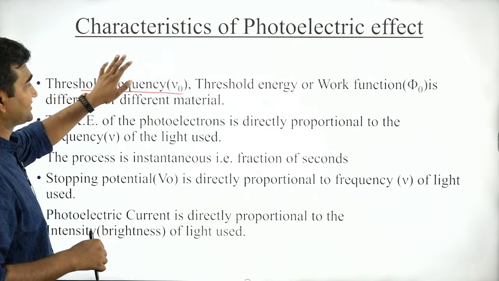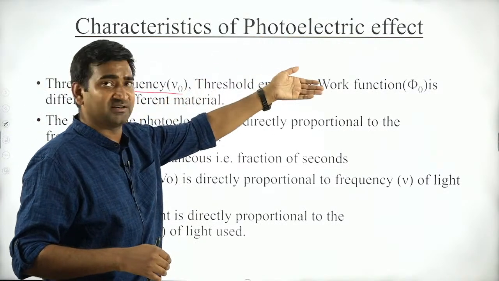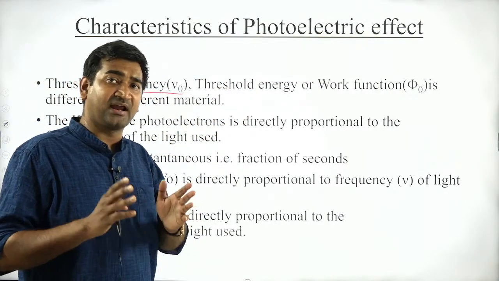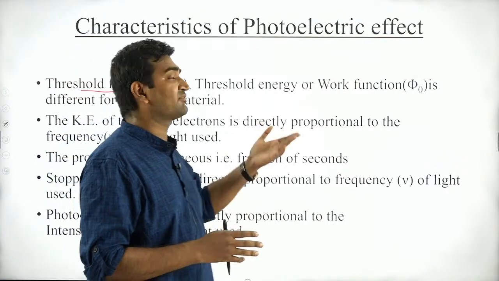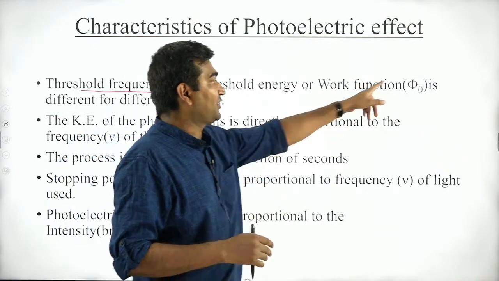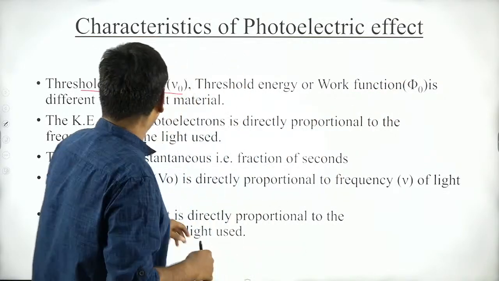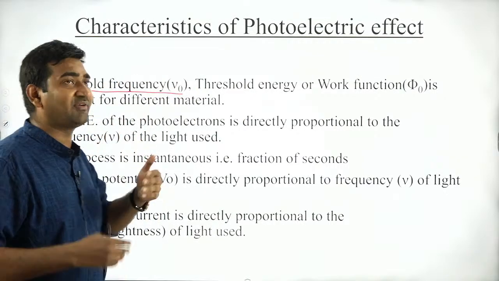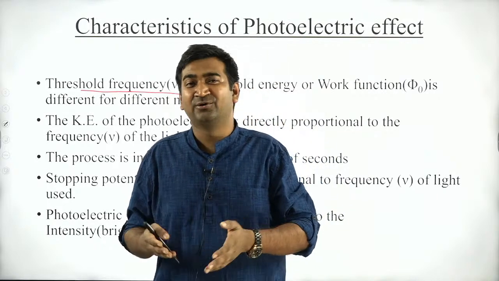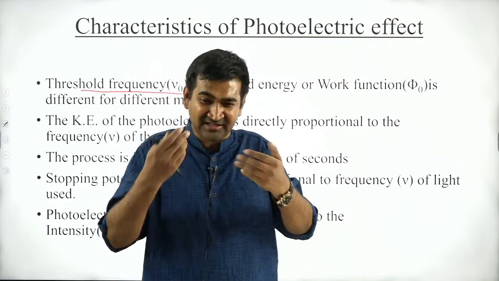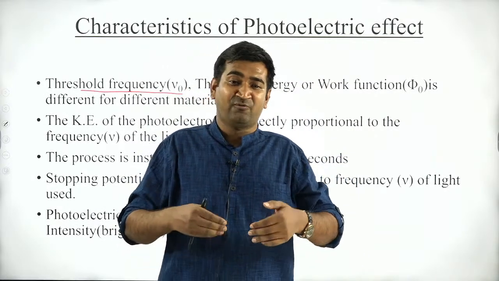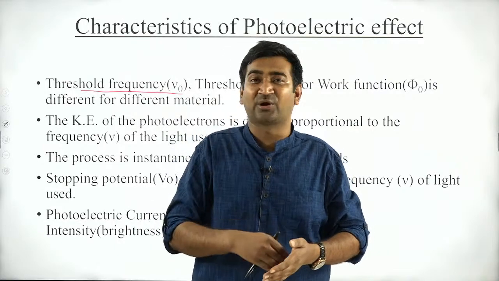Threshold energy or work function: just like the frequency, if we calculate the energy for it, it is called the threshold energy of a particular metal surface, or the work function of any material. The symbol is phi naught. It is different for different materials, obviously, as every material is different in its own property. So the value of the threshold energy, the minimum amount of energy required to eject the electron, will obviously be different. The minimum frequency required to eject the electron will also be different.